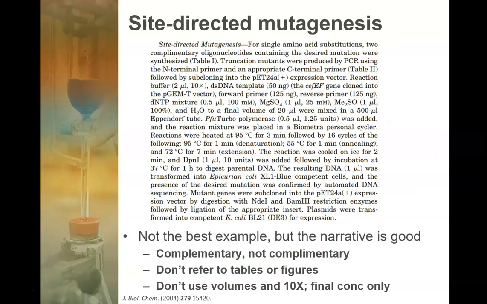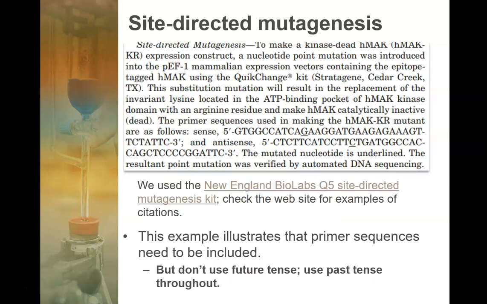Okay. Site-directed mutagenesis, the narrative is good. There's stuff in here that I don't want you to do. You should spell complementary properly. Don't refer to tables or figures in your experimental procedures. Don't use volumes. Don't use 10x. I want final concentrations only. So just report the total mass of DNA in nanograms and the concentrations in micromolar of your primers. And again, we followed the kit pretty precisely. There aren't that many deviations.